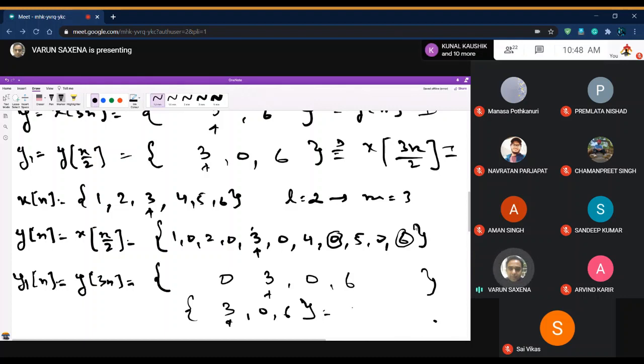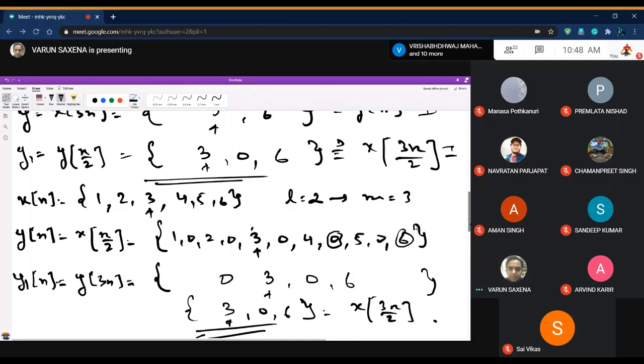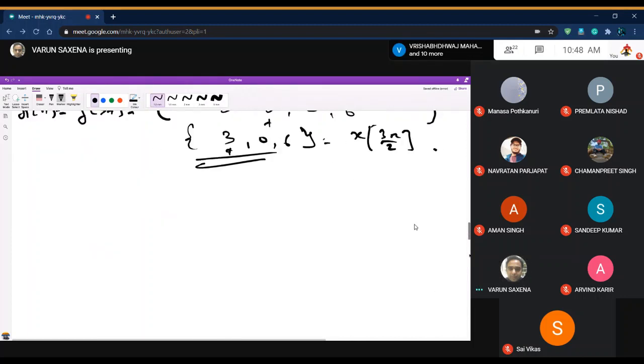And over here also you get x[3n/2]. So you get the same sequence. See? You get this and you're getting this. So in this case, it is immaterial whether you perform interpolation first or decimation second, or you perform decimation first or interpolation second. It gives you the same answer.